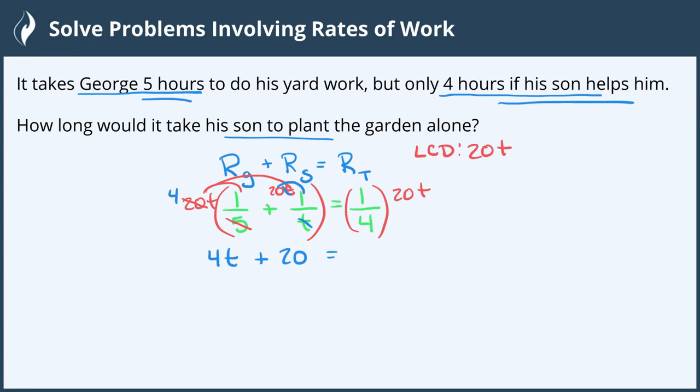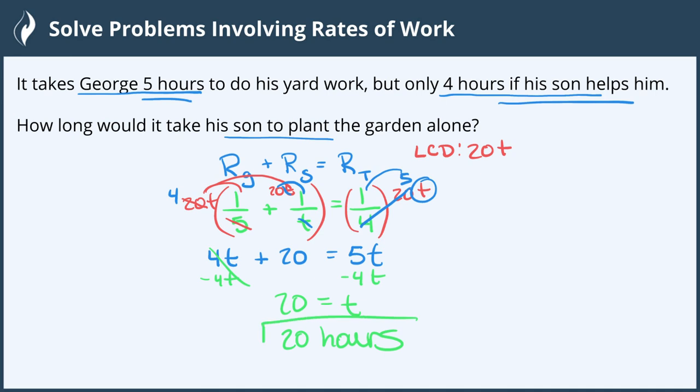And then on the right side, 20 divided by 4 is 5, so we end up with 5 times 1, which is 5, and we still have the t, and there we go. Now we need to combine all like terms, so we'll subtract 4t from both sides, giving us 20 equals 5t minus 4t, which is 1t, so we know that it takes his son 20 hours to complete the job all on his own, and now we're all done.